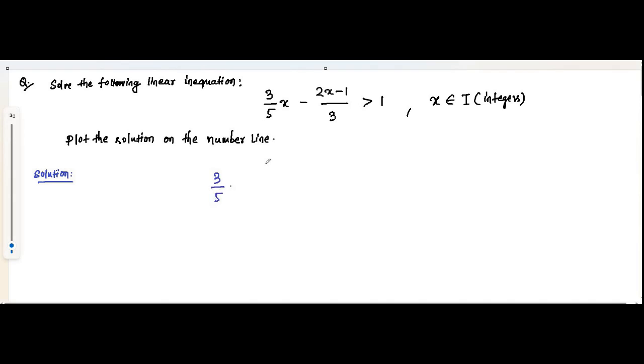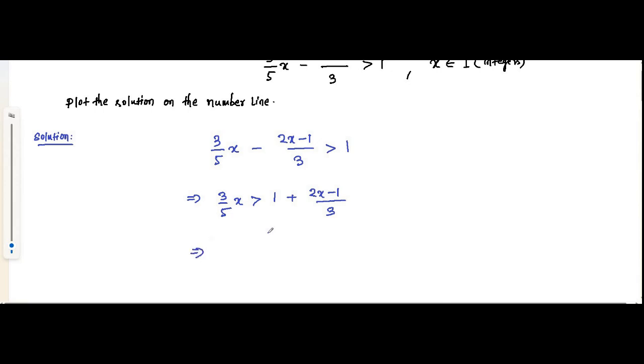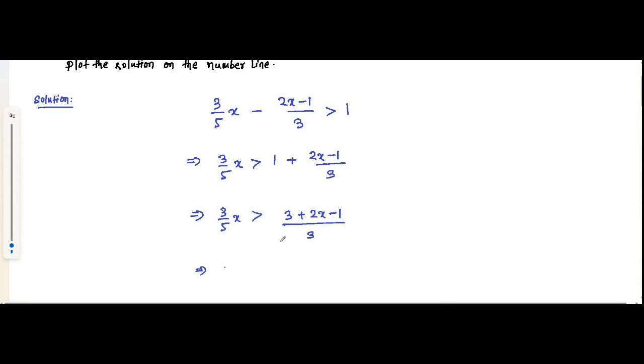3 by 5x minus 2x minus 1 by 3 is greater than 1. So here we'll take this minus 2x minus 1 by 3 to the RHS, it will become plus. That implies 3 by 5x is greater than 1 plus 2x minus 1 by 3. The sign of inequality will stay the same. That implies 3 by 5x is greater than 3 plus 2x minus 1, that implies 3 by 5x is greater than 2x plus 2 by 3.